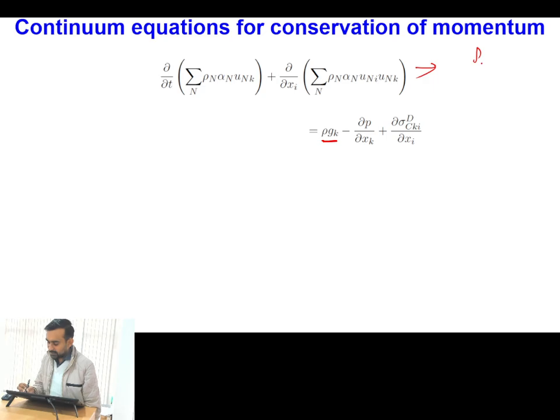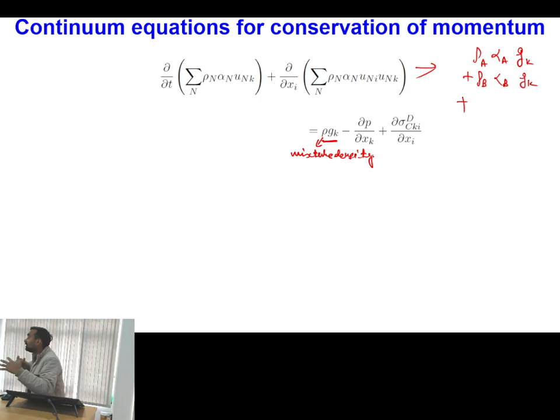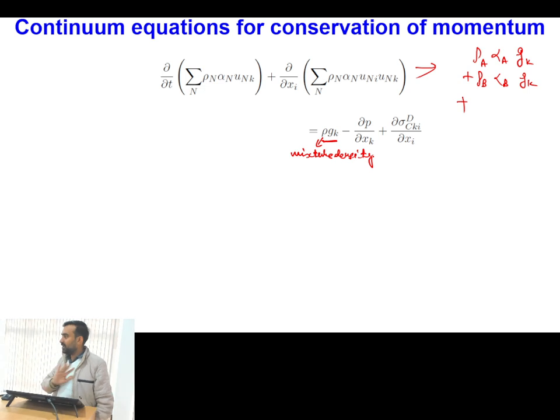In terms of body force, I will be getting rho A alpha A into GK plus rho B alpha B into GK. Likewise, rho GK will come common, rho A alpha A plus rho B alpha B. What will it give me? Mixture density. So this rho is actually the mixture density. Now when I am summing all the interaction terms, what will it be equal to? 0. So the interaction term I have not written over here.